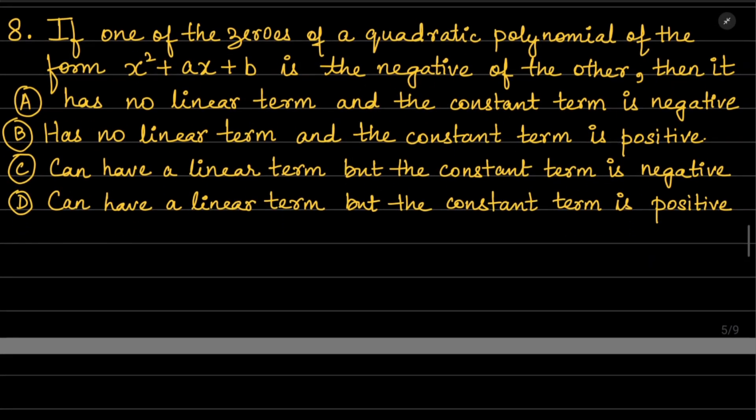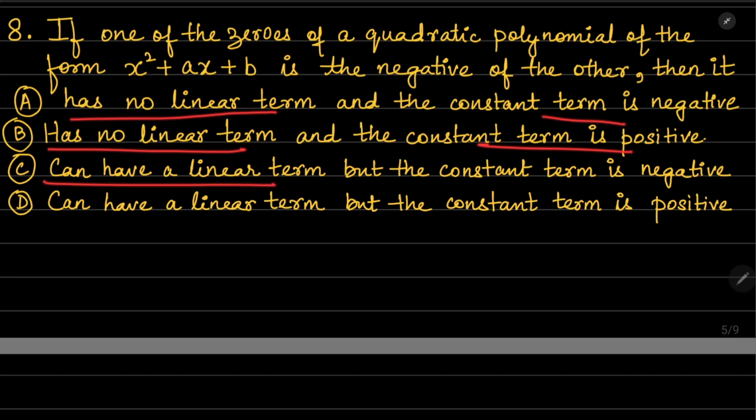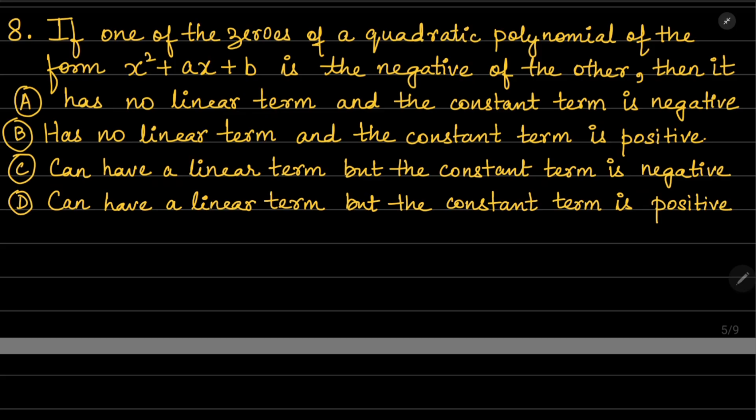If one of the zeros of a quadratic polynomial of the form x square plus ax plus b is the negative of the other, then it has: no linear term and a constant term negative; no linear term, constant term is positive; can have a linear term but the constant term is negative; can have a linear term but the constant term is positive. So let us do that.